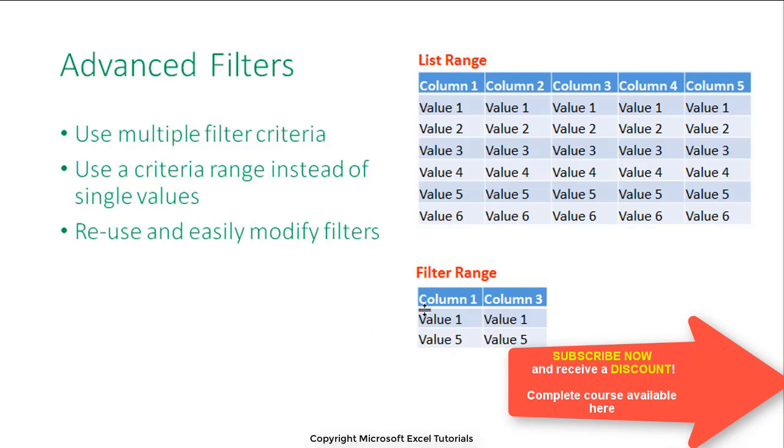It is very important that the names of your columns within your filter range correspond to the names of the columns within your list range. So the list range is a range or table of values that you want to filter, and the filter range contains your filter criteria. Let me now demonstrate this in Excel.